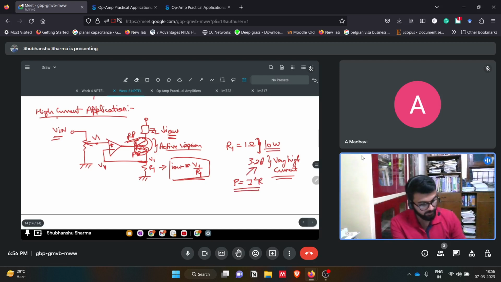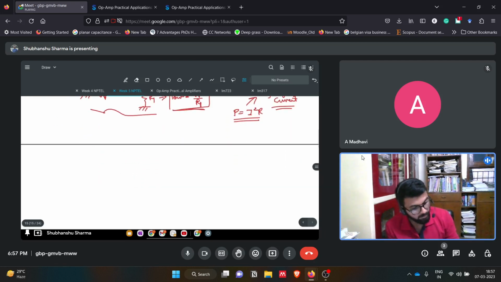So this circuit can be used for high current applications, and we can also improve its performance. Instead of using a BJT, we can use MOSFETs, in which the effect of loading will not be there, or basically the gate current will be almost zero.